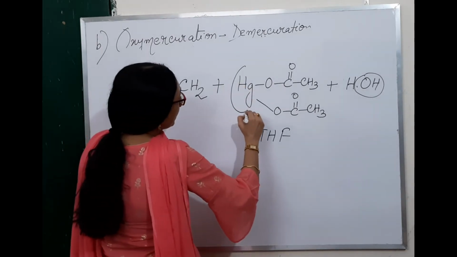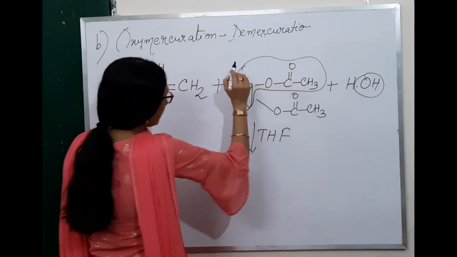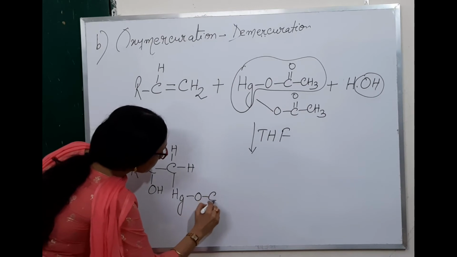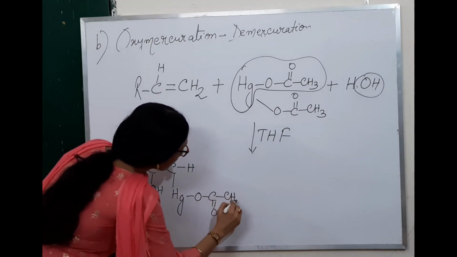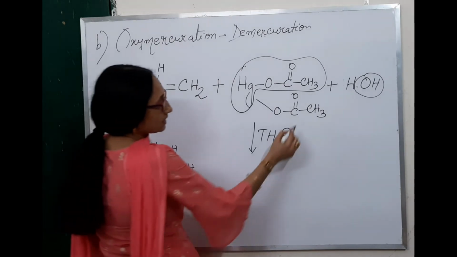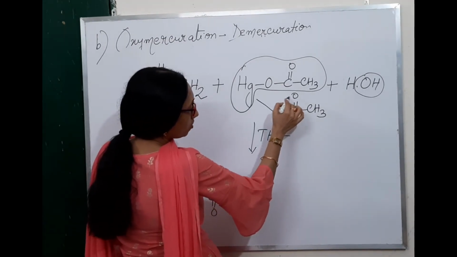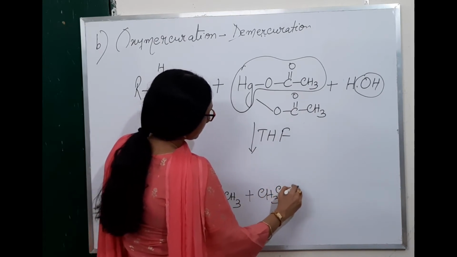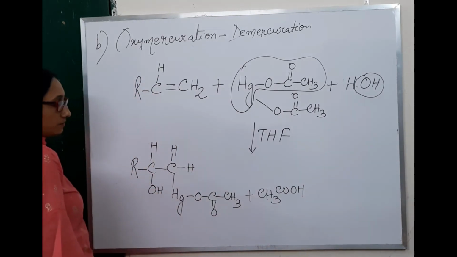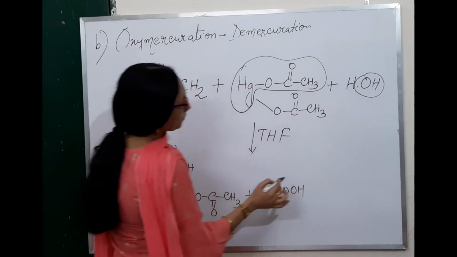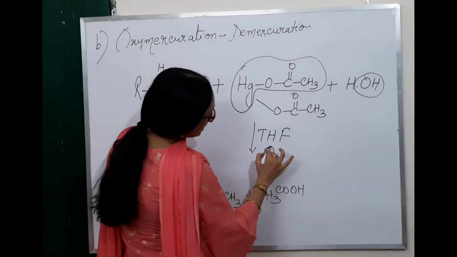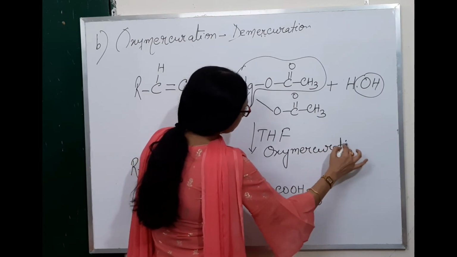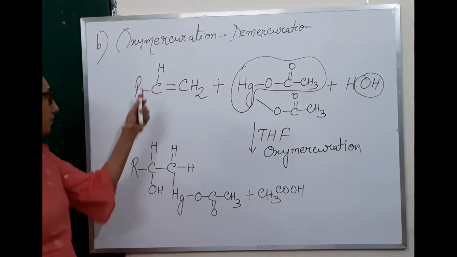Now this part HgOCOCH3 will add here. What is left behind? CH3, C double bond O, OH. That means plus acetic acid. Now this step is known as oxymercuration. This is the first step. Write this.